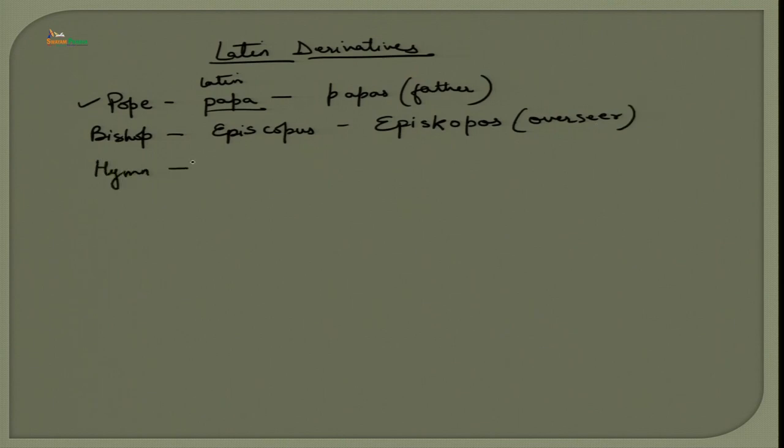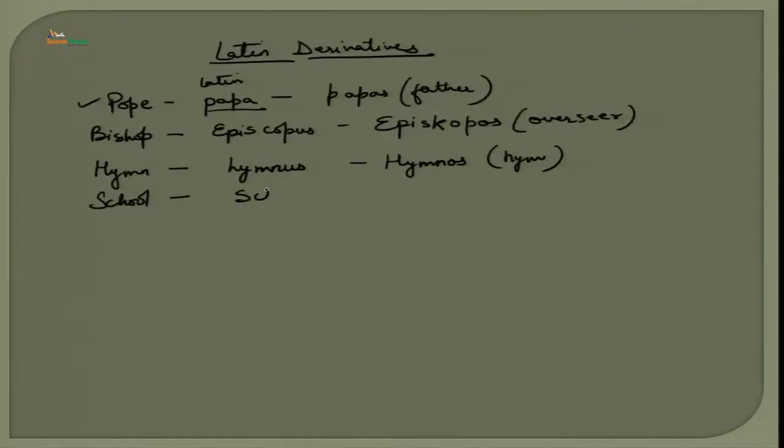Next we have hymns. We talk about hymns, we talk about sermons. From where has this word come? It has come from the word hymnus, that is hymnos. Then we use school. Every now and then people go to school. From where has this word come? School has come from the word scola, scholar, that is schole, leisure.